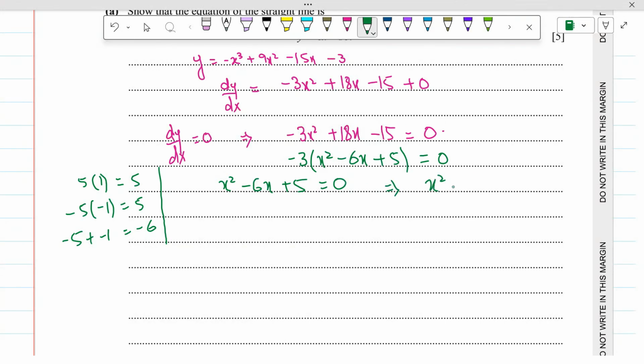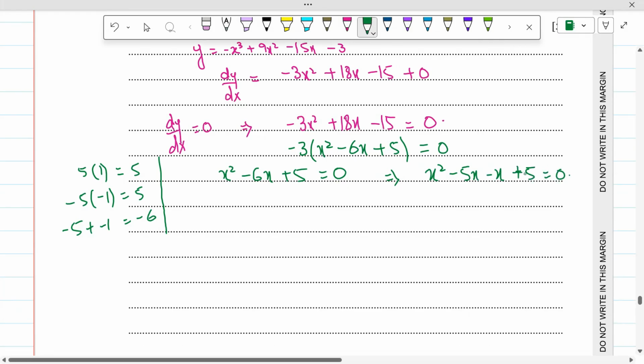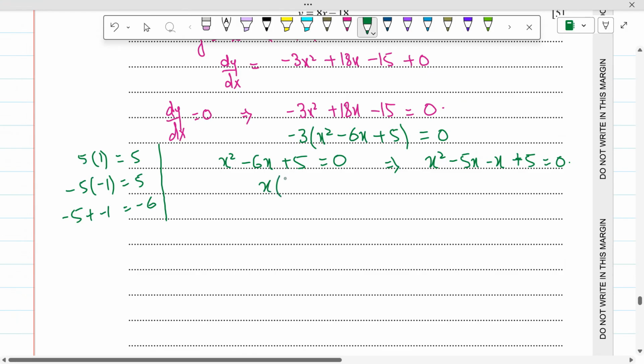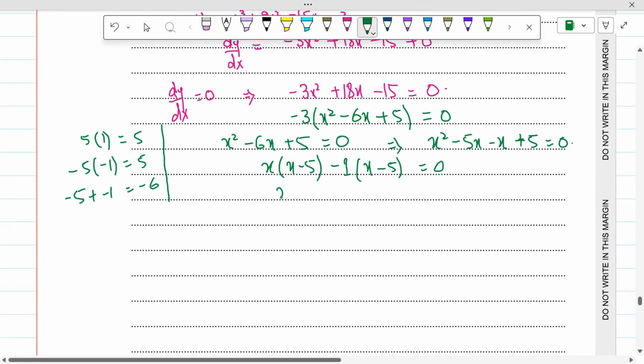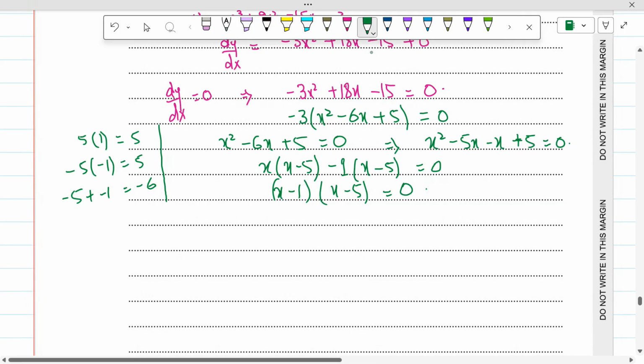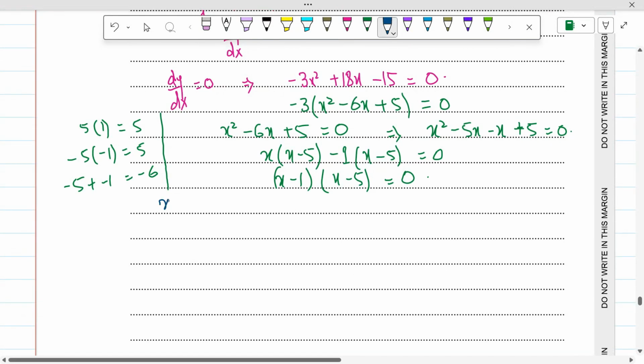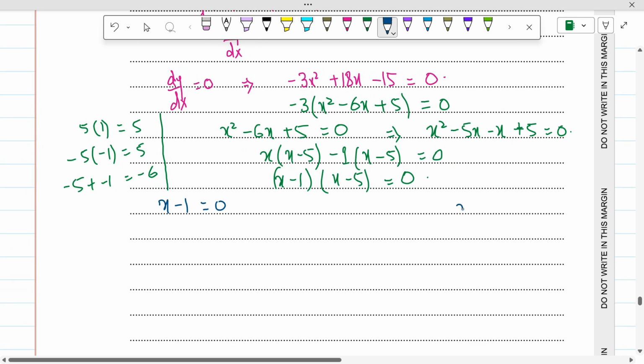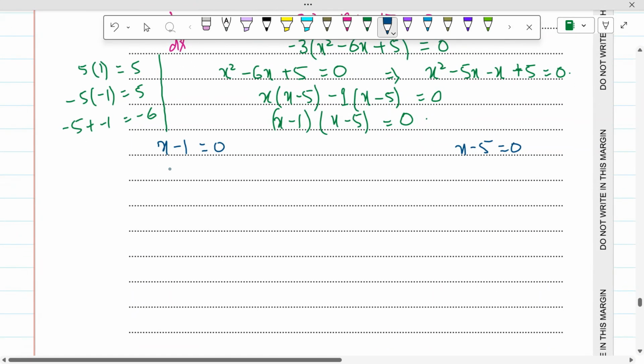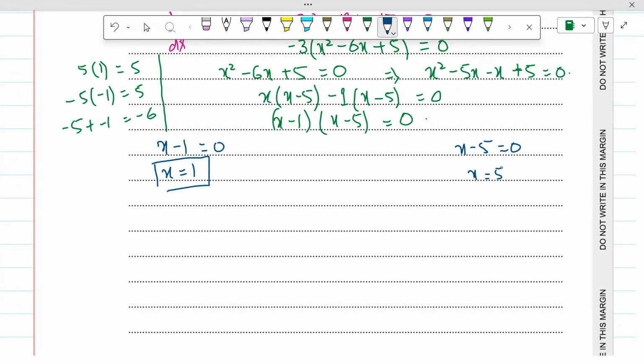So we will use these calculations to factorize this quadratic equation. So x squared minus 5x minus x plus 5 equal to 0. Sorry, plus 5. Taking x common, we will have x minus 5, and taking negative 1 common, we will have x minus 5 equal to 0. So we have two factors, x minus 1 times x minus 5 equal to 0. Equating each factor with 0, we have x minus 1 equal to 0, and on the other side x minus 5 equal to 0. So the x coordinate of the stationary point is 1 in this case, and x is equal to 5 in this case. So we have the x coordinates of the stationary points.